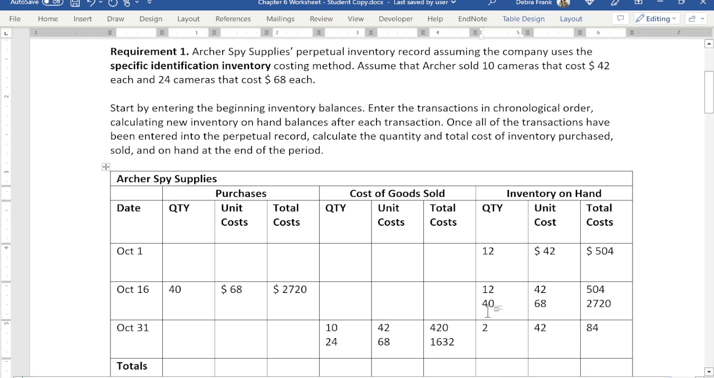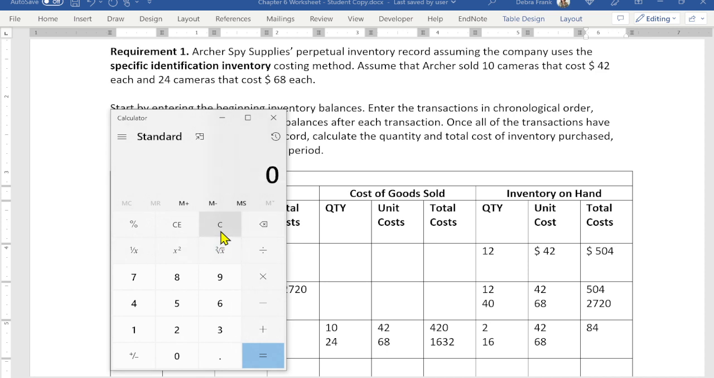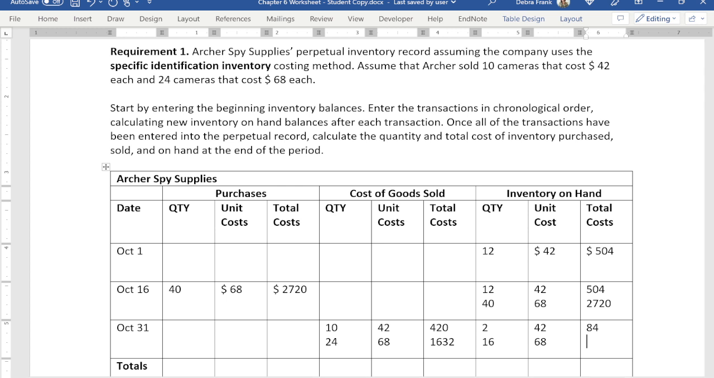All right, so now what's next? We had 40 and we sold 24. So 40 minus 24, we have 16 left at the $68 range. All right, and then we can do the calculator. 16 times 68. All right, 1088.